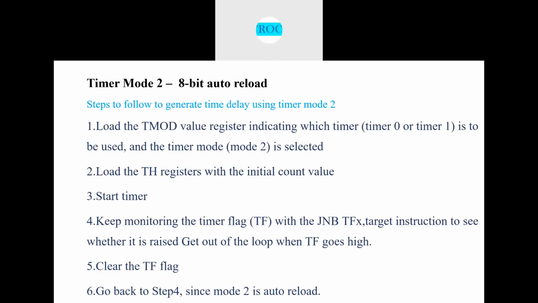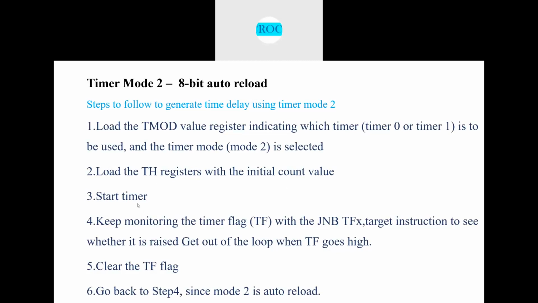Similarly, if timer 1 is selected to operate in mode 2, you load the TMOD register with 20H, so that for timer 1, the M0 value will be 0 and the M1 value will be 1. The first thing is to initialize the TMOD register to operate in mode 2. After that, you load the TH register with the initial count value. Since it is an 8-bit register, we initialize only the TH register with the initial count value, and once we initialize that, you start the timer.